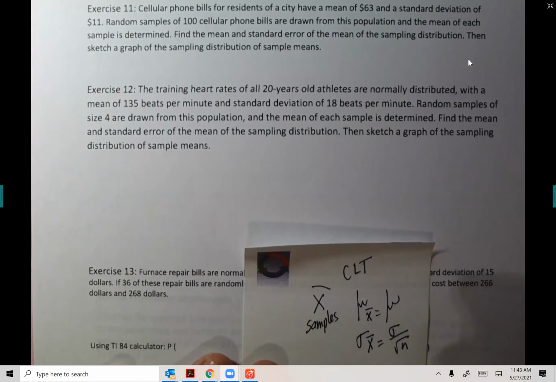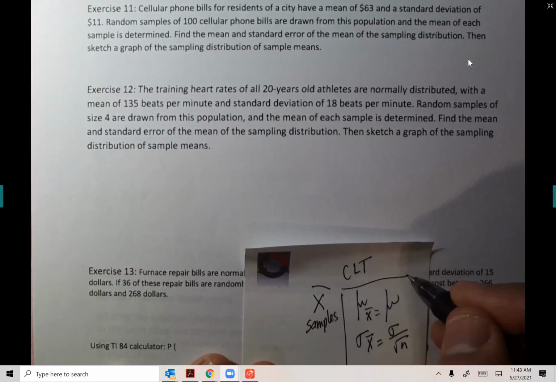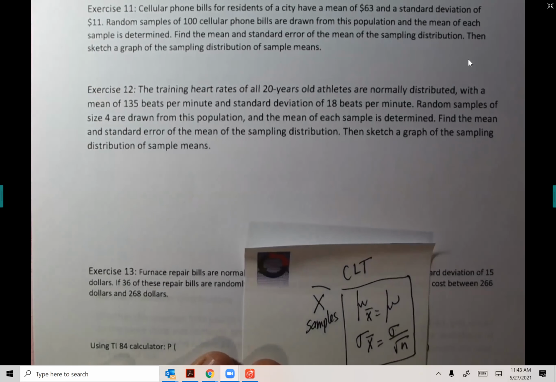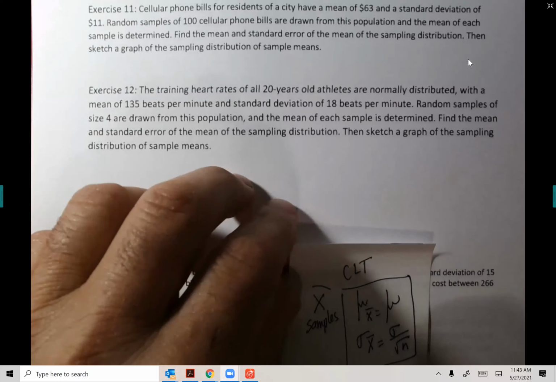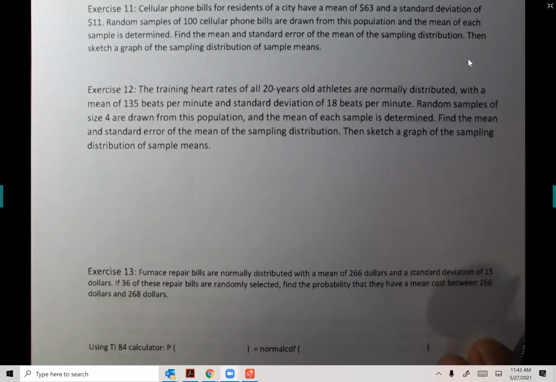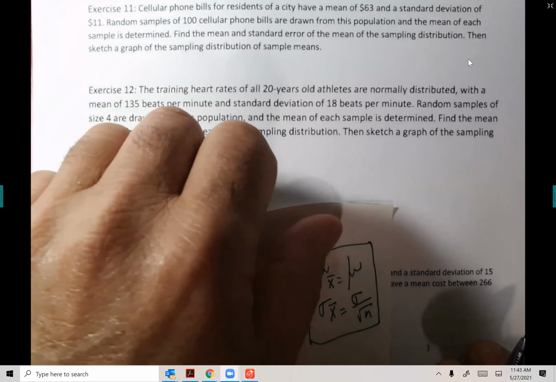That's it. These are the two. And what does CLT stand for? Central limit theorem. That's the title of this section, 5.4, central limit theorem.